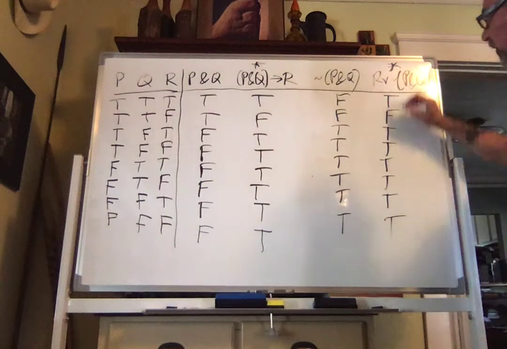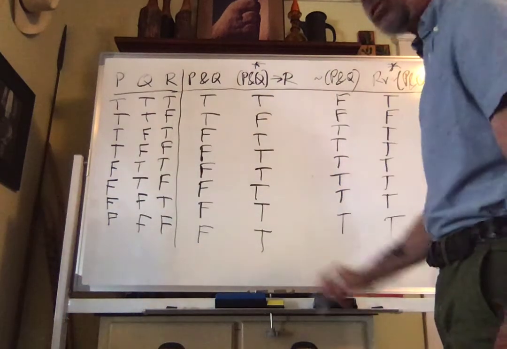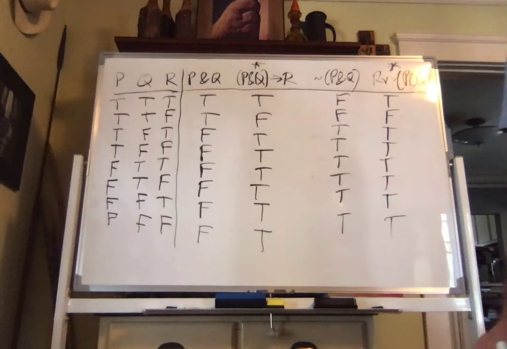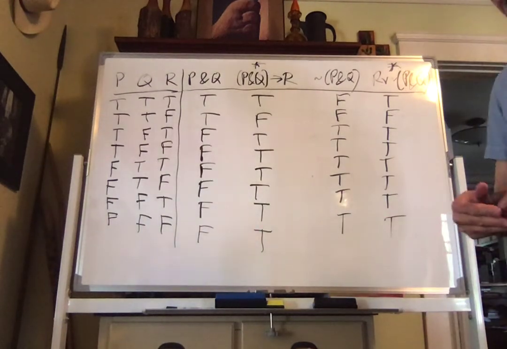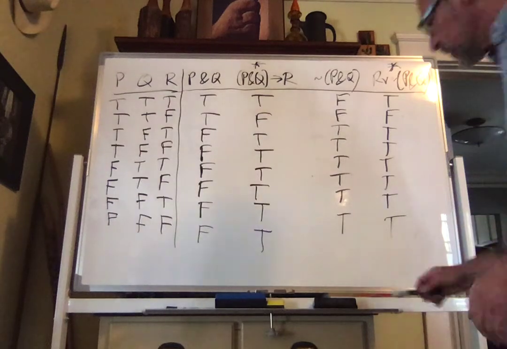So, looking at the two statements we were testing for truth functional equivalence, you see that they have the same truth values on each and every row in our truth table. That tells us that they are truth functionally equivalent to each other.